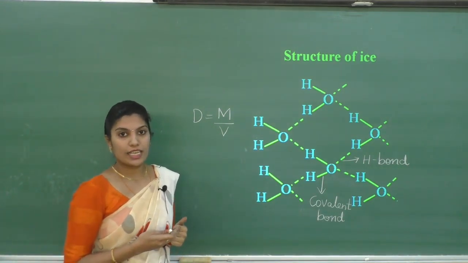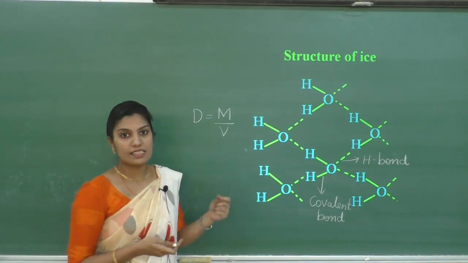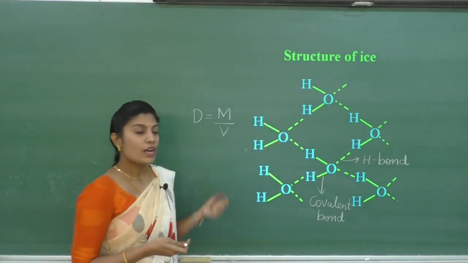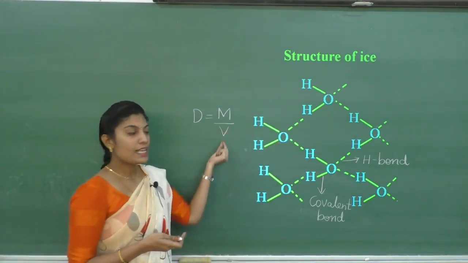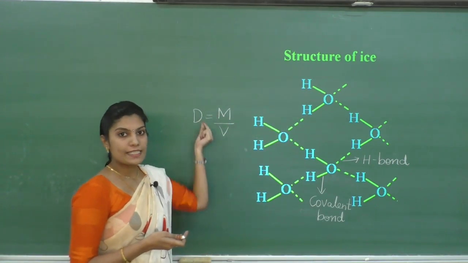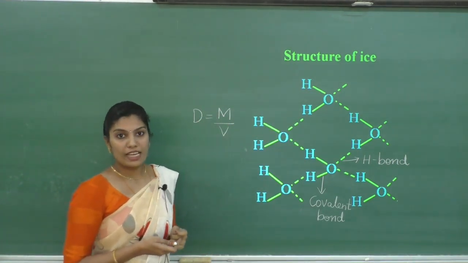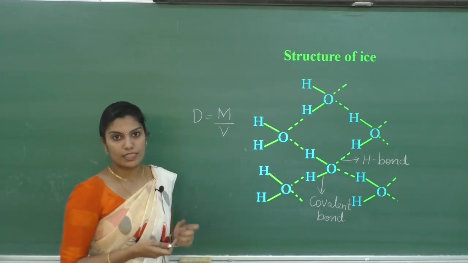One mark question: why is the density of ice less than water? Because of the presence of the empty space in the structure of ice, volume increases. As the volume increases, density decreases. Therefore, the density of ice is less than water. Cleared?